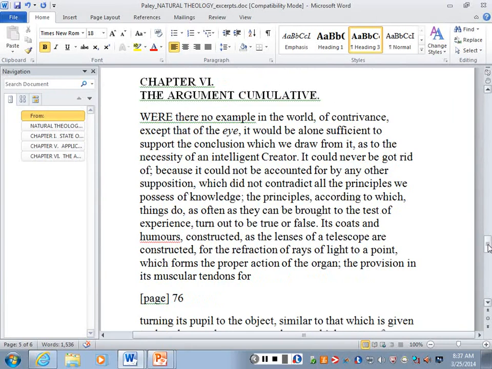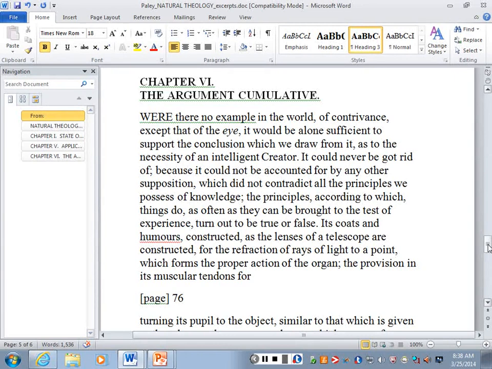Here he makes the point that if there were no other example of contrivance, which is another word for intelligent design, I contrive this thing, I make it. Were there no example in the world of contrivance except that of the eye, it would be alone sufficient to support the conclusion that we draw from it as to the necessity of an intelligent creator.